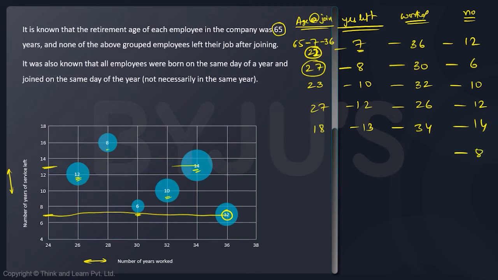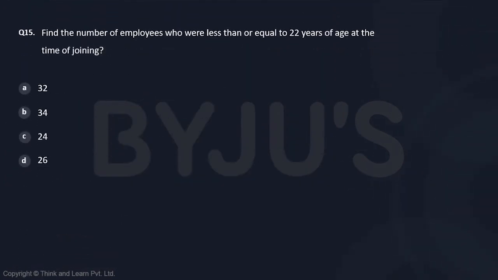Then you have 8 people. This is the last bubble. 28 years they worked and 16 years they have left. So what is their age when they join? 65 minus 16 minus 28. So they joined at the age of 21. So this is the information for us. Let's go ahead and take a look at the questions.